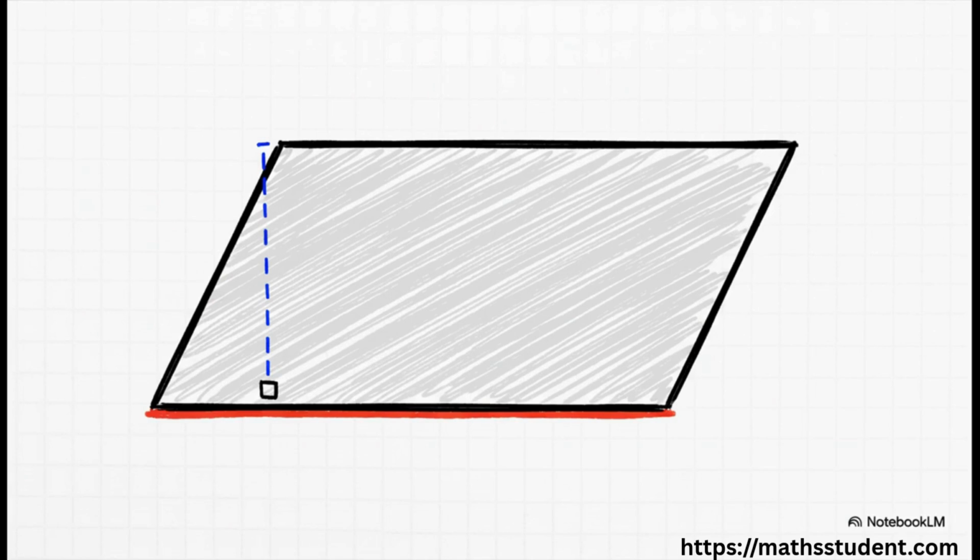Imagine a parallelogram, and let's say its base is 7 units long. Now to find the area, we need its perpendicular height. That's the straight up and down 90-degree height, not the slanted side length. So let's say that height is 9 units.